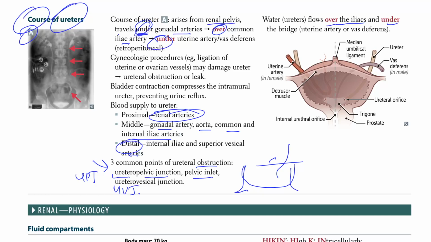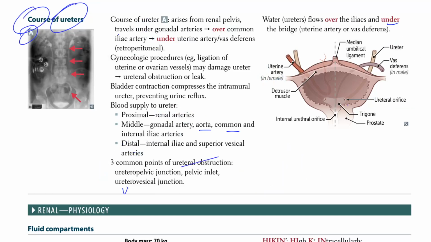Okay. So looking at a picture here, ureter is coming down. You have the vas deferens in males, which is above it. And then you have the ureteral orifice within the trigone of this bladder. Okay. And you have uterine artery in the females as compared with the vas deferens in males.